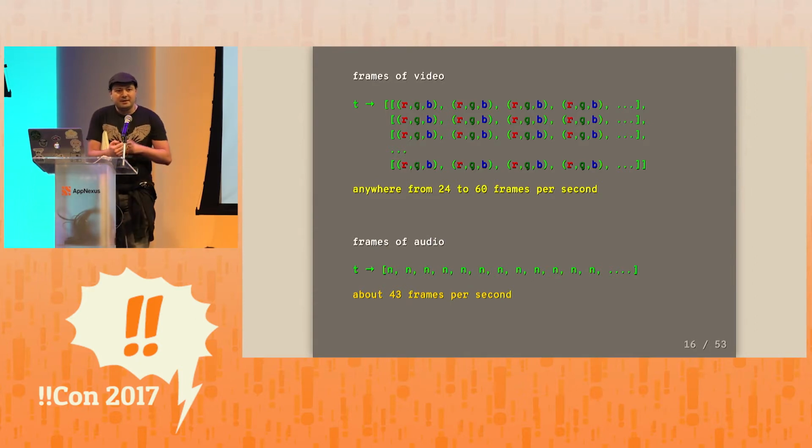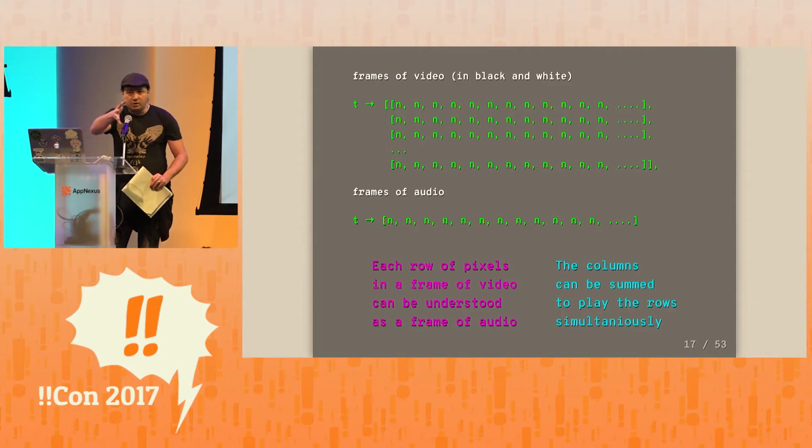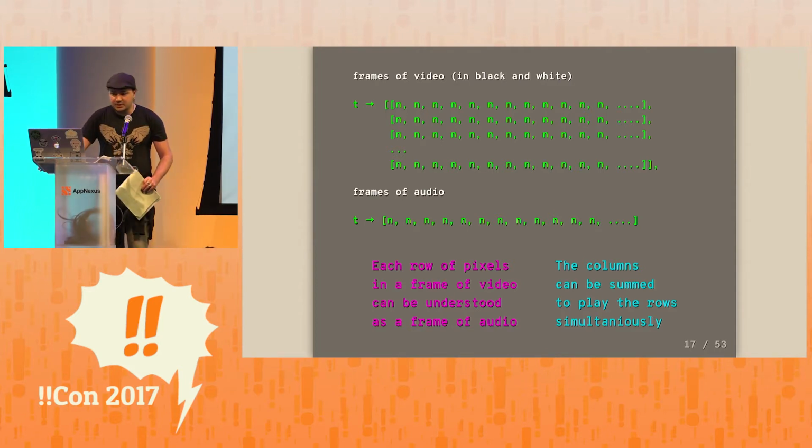And I was starting to think, is there a way to bridge the gap between those two concepts? And what I came up with is if you throw away the color data and you're just doing black and white, the data structures look a lot more similar, right? So each row of pixels is basically a frame of audio. And since adding 2 sounds together lets you play them at the same time, if you just sum the columns, you're playing all the pixels.